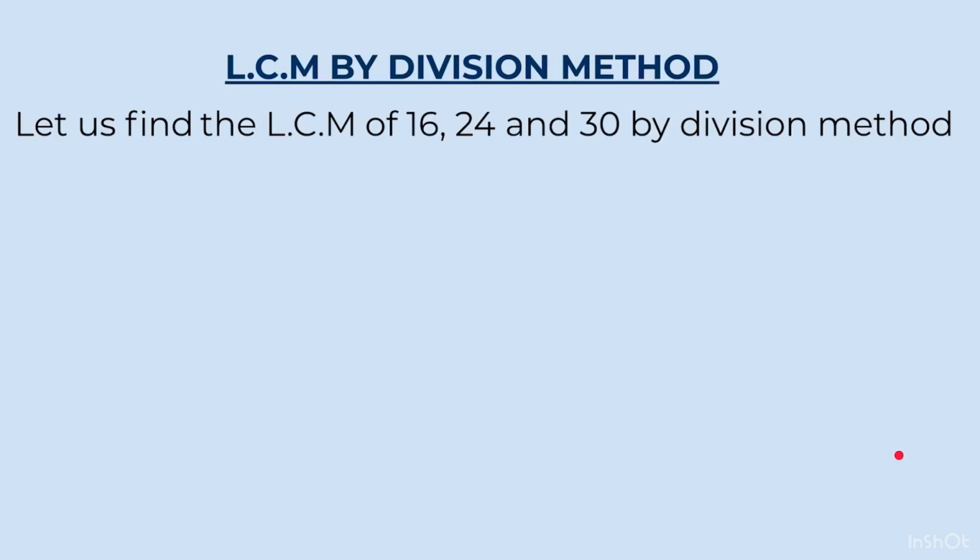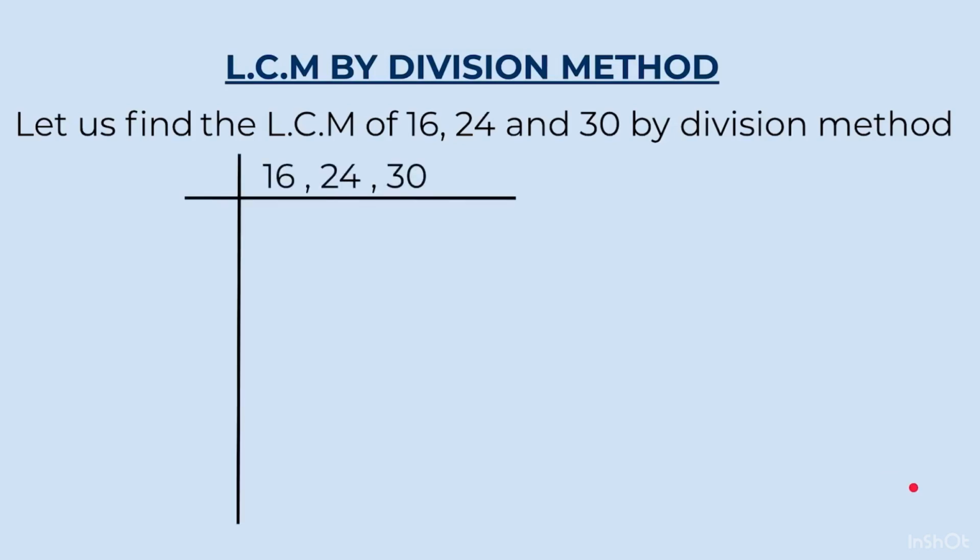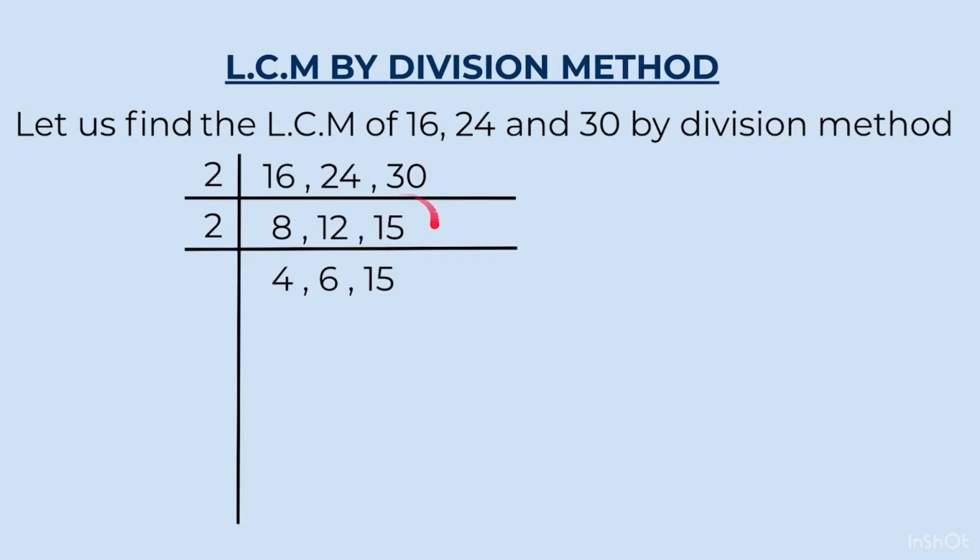Let us find the LCM of 16, 24 and 30 by the division method. For the division method, we will write 16, 24 and 30. Since all three are divisible by 2, we will write 2 over here. Now we will divide all these three numbers by 2 and write the answer here. When 16 is divided by 2, we get 8. 24 divided by 2, we get 12. And when 30 is divided by 2, we get 15. Now again we will divide by 2. 8 will give us 4. 12 will give us 6. 15 does not divide by 2, so we will write 15 as it is.